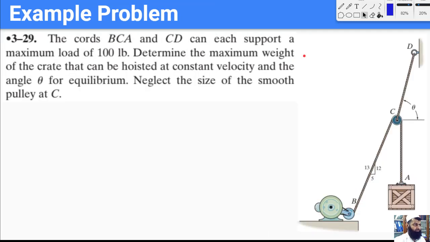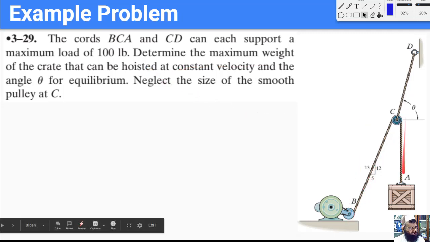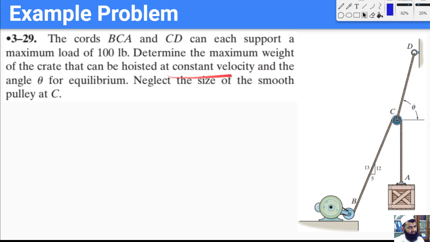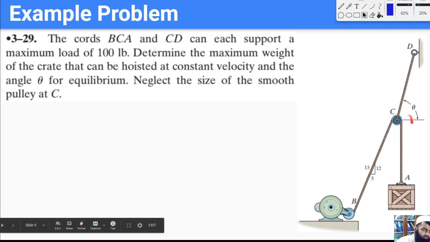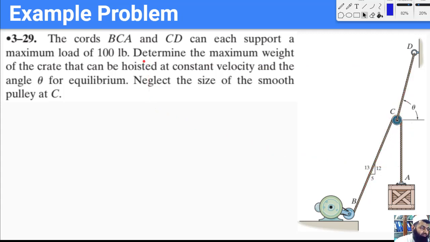Here we have another problem. We have this cord BCA, and there is another cord which is CD. The cords BCA and CD can each support a maximum load of 100 pounds. So this cord can support a load of 100 pounds and this cord can support a load of 100 pounds. We want to determine the maximum weight of the crate that can be hoisted at a constant velocity and at the angle theta for equilibrium.